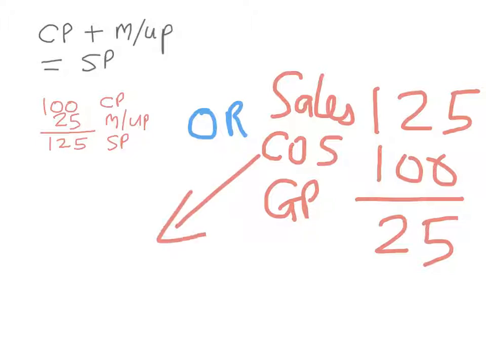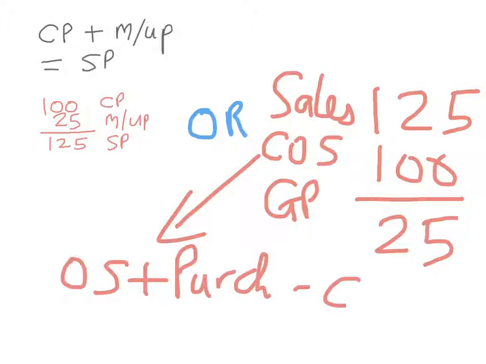Now you know that cost of sales is made up of opening stock plus purchases less closing stock or closing inventory, and by you finding out what the opening stock is, or what the purchases is, or what the closing stock is, you will gain extra marks for finding that missing information.